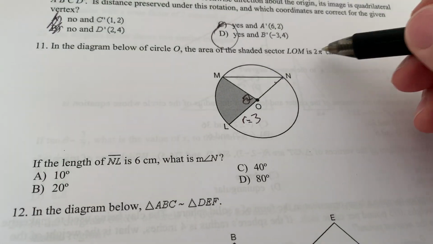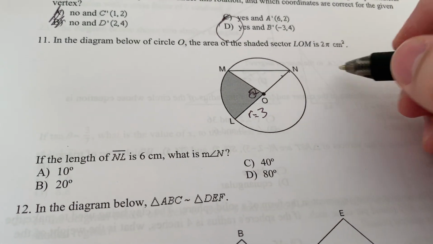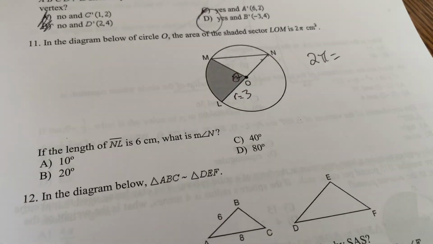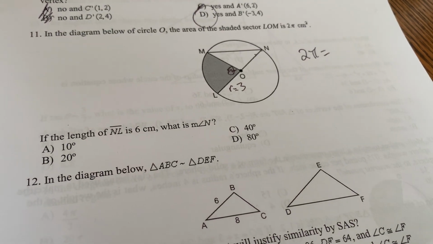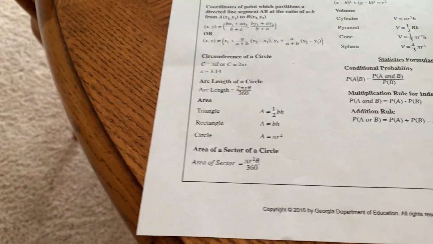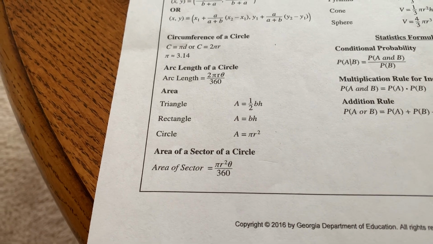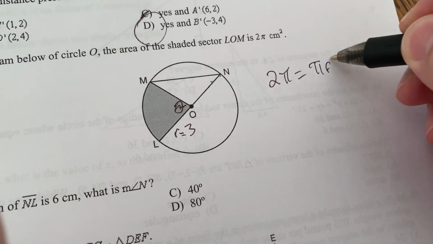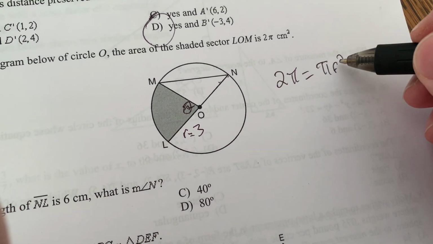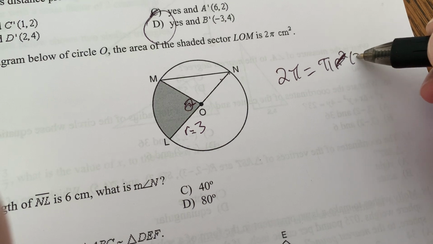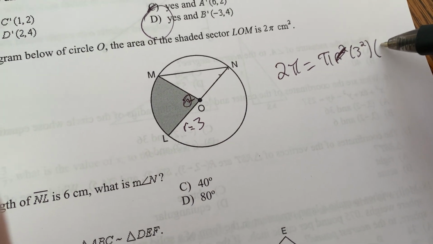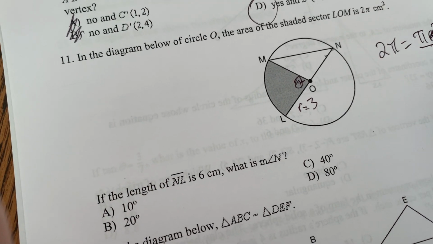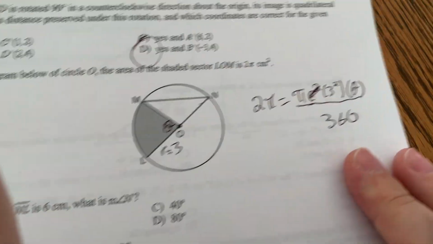So how do I get theta? Well, it comes back to the area of the sector. I know the area of the sector is 2 pi. So let's look at our formula sheet. The formula for area of a sector, in case we don't remember, pi r squared theta over 360. Oh, I know the radius actually, so I'm gonna scratch that out. Pi 3 squared theta over 360.